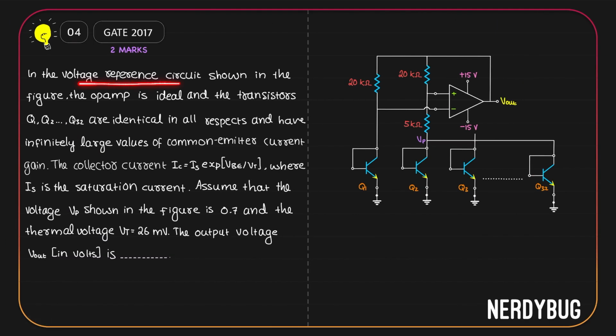In the voltage reference circuit given in the figure, the OpAmp is ideal and the transistors Q1, Q2 up to Q32 are identical in all respects and they have infinitely large values of common emitter current gain. The collector current IC is Is e to the power VBE by VT, where Is is the saturation current. Assume that the voltage Vp shown in the figure is 0.7. Vp is shown over here. The thermal voltage is 26 millivolt. All we have to find out is the output voltage in volts.